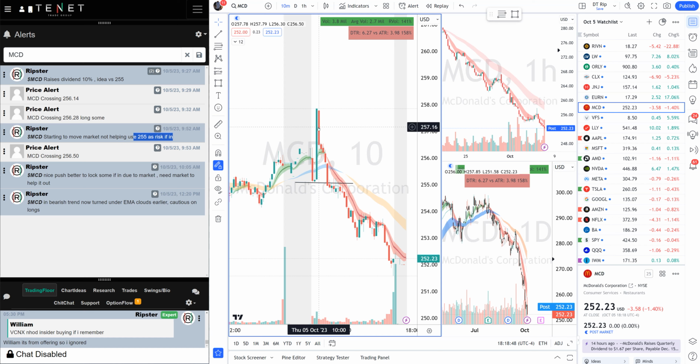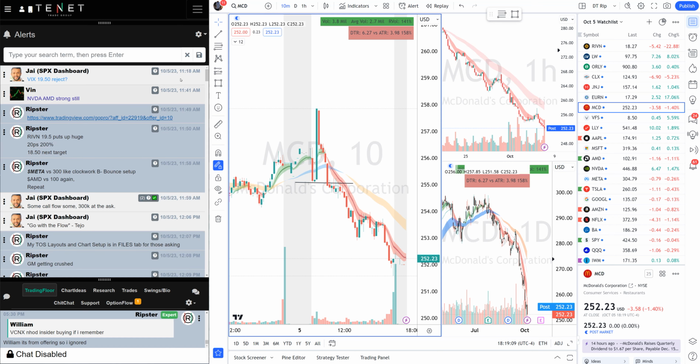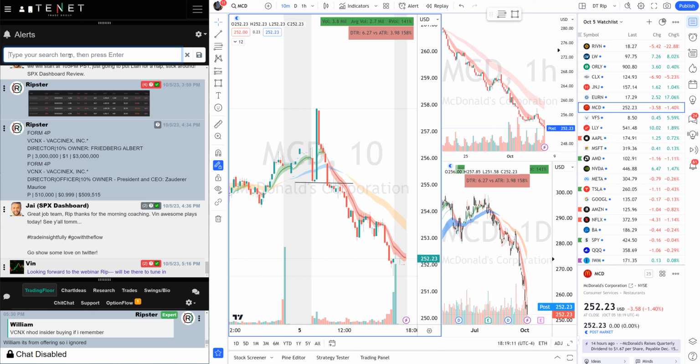We were almost in profit, like $2, right? But then it pulled back, breaking under EMA Clouds. So we had to respect our risk, right? Stopped out when this broke, and when 250 breaks, there's no reason to stay in. Very small loss, and we were out, right? Bearish trend, EMA Clouds earlier, cautious on the longs. So that was MACD, guys.